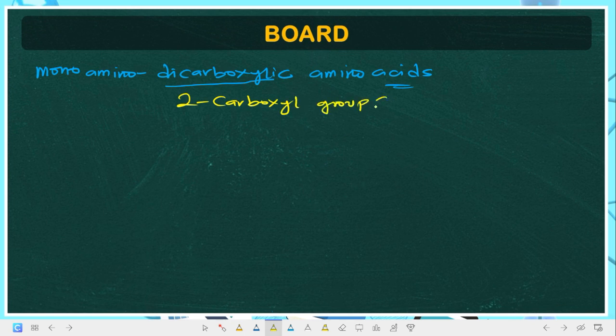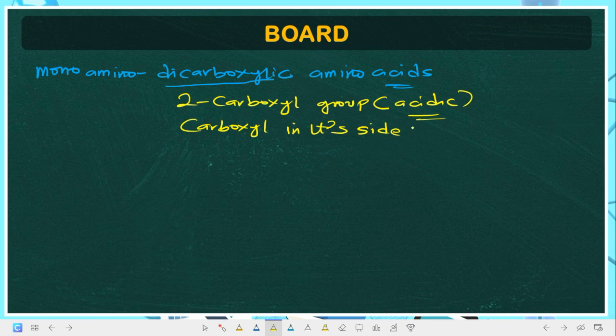All these are said to be acidic amino acids, because they have two carboxylic groups. Are we getting it now? So this one has a carboxylic group in its side chain, aside from the normal carboxylic group in the amino acid. Are we getting it now?